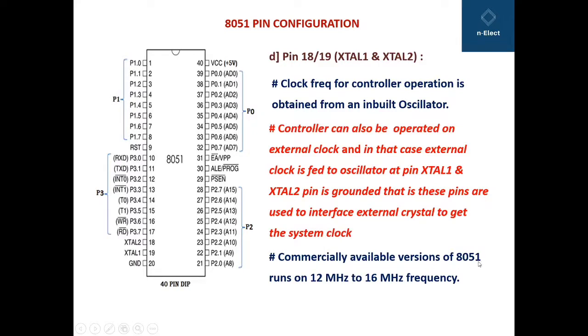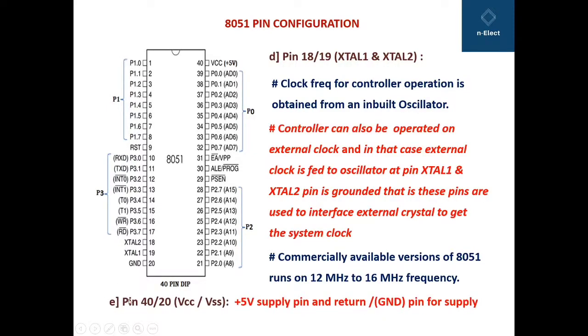Commercially available versions of 8051 run on the frequency of about 12 MHz to 16 MHz, that is 12 into 10 to the power 6 Hz or 16 into 10 to the power 6 Hz frequency. Pin number 40 and 20, these two pins are taken together, though they are exactly opposite to each other diagonally, because these are power supply related pins. So pin number 40 and pin number 20, they are VCC and VSS pins, that is plus 5 volt supply pin and return or ground pin for the supply.